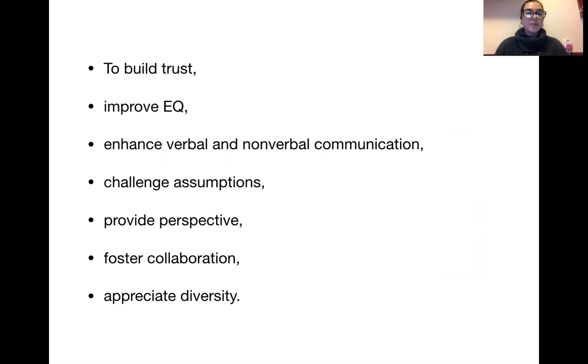We need to improve emotional intelligence. We need to enhance verbal and nonverbal communication, challenge assumptions, provide perspective, foster collaboration, and appreciate diversity. Now, this is a lot, of course, and sometimes you want to reach all of these things because you understand that your team is lacking all of them.